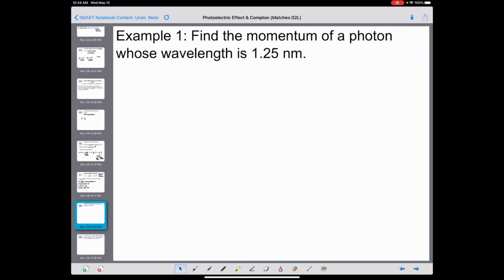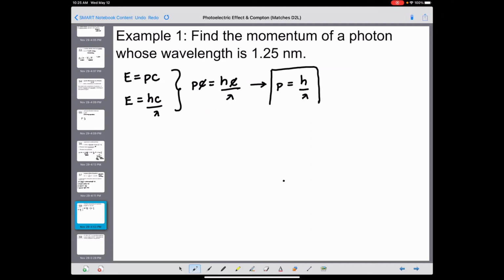Example 1. Find the momentum of a photon whose wavelength is 1.25 nanometers. Okay, before we do this, I want to show you how to derive one more formula. So we know that E is equal to PC, but then we also know from the formula sheet, E is HC over wavelength. So since both of these things are equal to E, we can put them together and write PC equals HC over wavelength. And what we can do is cancel out C, leaving us with P equals H over wavelength.